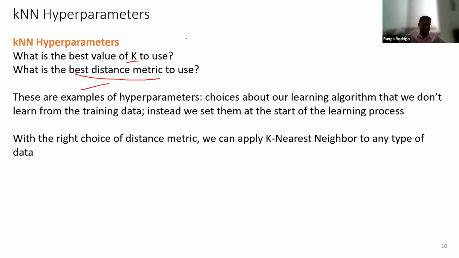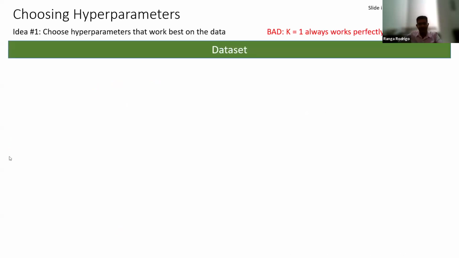These are examples of hyperparameters: choices about our learning algorithm that we don't learn from the training data. Instead, we set them at the start of the learning process, for example k. So, with the right choice of distance metric, we can apply K nearest neighbor to any type of data. That's a good thing about the K nearest neighbors.